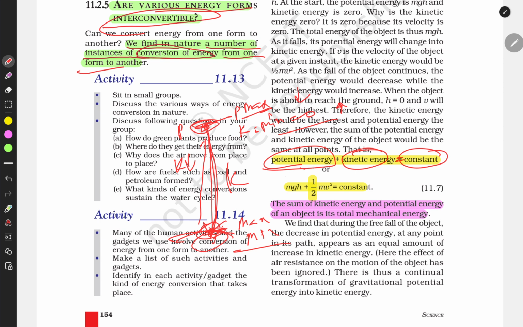So when kinetic energy is increasing, potential energy is decreasing. This vice versa is happening, and the sum of these energies will always be constant. So mgh potential and half mv square will sum to a constant. The sum of the kinetic and potential energy of an object is its total mechanical energy. So mechanical energy will be the same for every object, although its kinetic and potential energies will change.